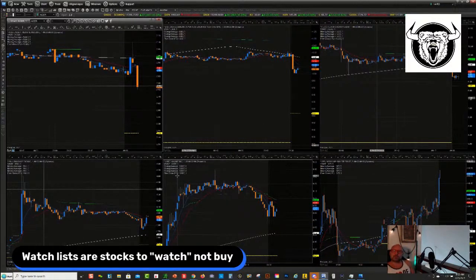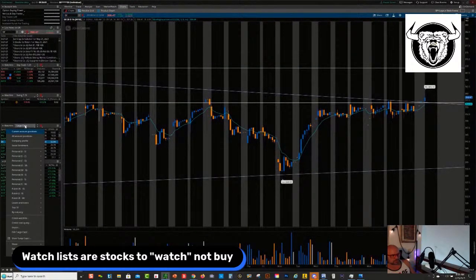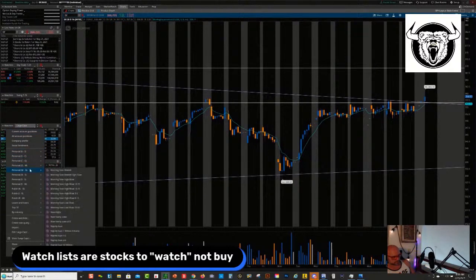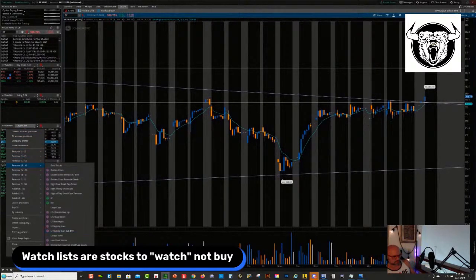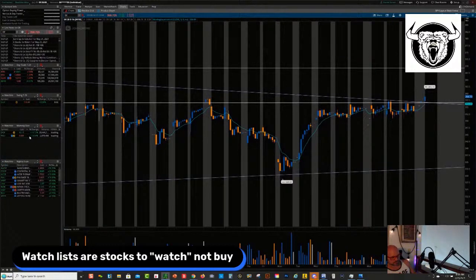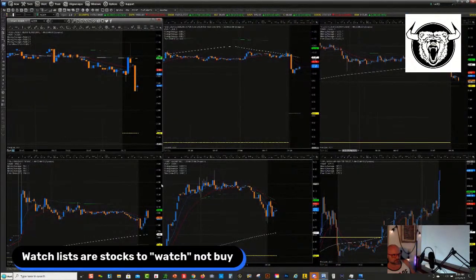Yeesh. None of them are looking really good at the moment. Let me take a look at my TD scanner. Yeah, still only DD and Pally.